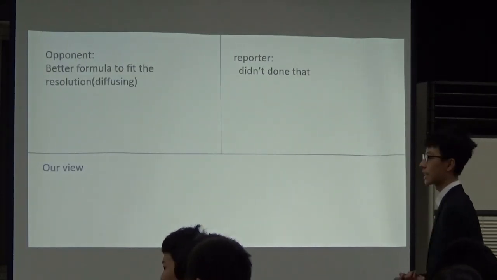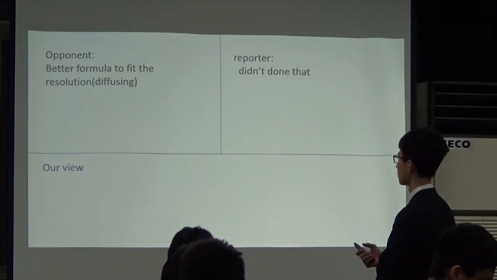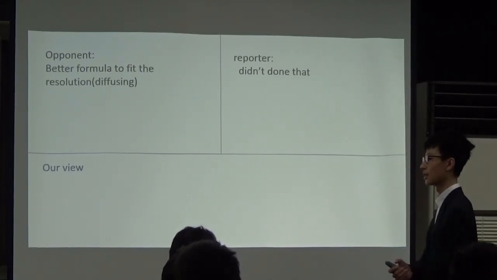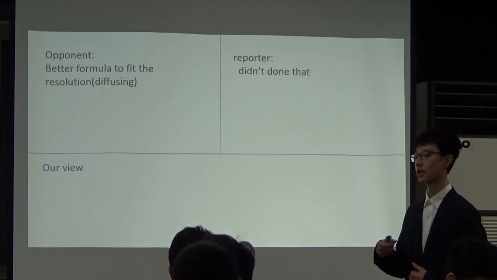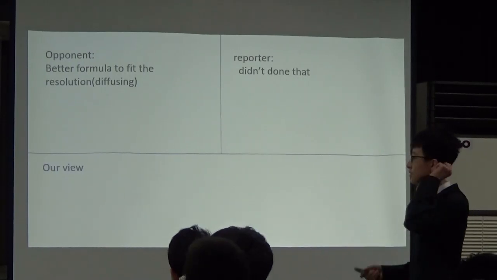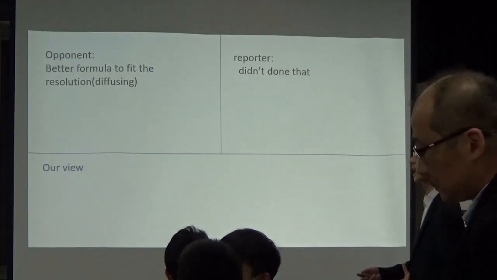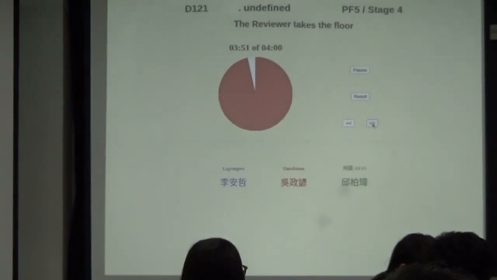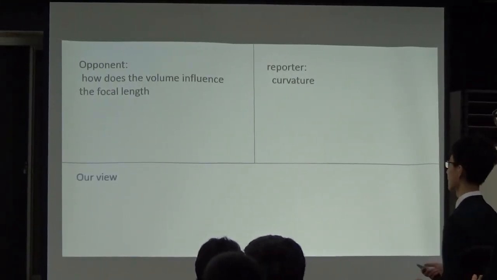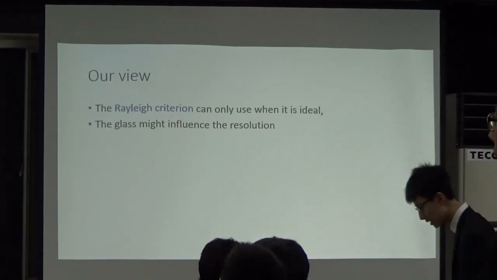And next, for the opponents' suggestion, they need to find a better formula to fit, but they haven't done that before. Our view is that these formulas are all for identical lenses, and only the diffuse will tend to the solution. But in fact, it isn't an identical one, so I think it has more factors. The opponent asks about the volume influence, the focal length, and other factors, and the change of curvature of it. Okay, time's up.